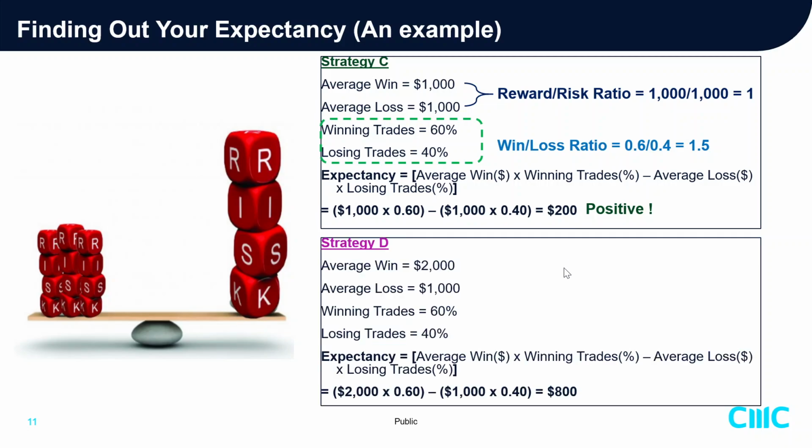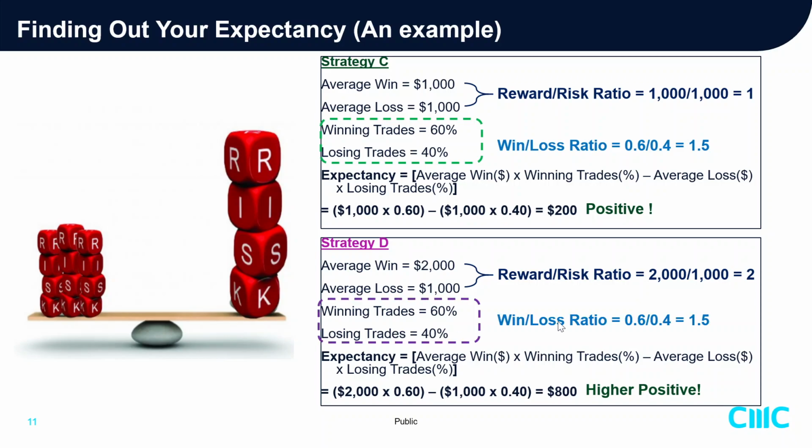Now, let's look at strategy D. The reward risk ratio is higher compared to strategy C; it is 2. What remains the same is your winning trades and losing trades. Over here, the win-loss ratio is the same, 1.5. So what's different here is that the reward risk ratio has jumped up to 2, whereas your win-loss ratio still remains the same at 1.5. The reason for the higher positive expectancy is that my reward risk ratio has improved too.